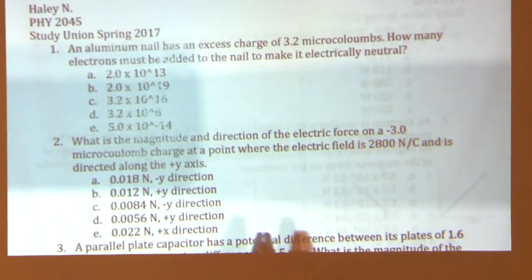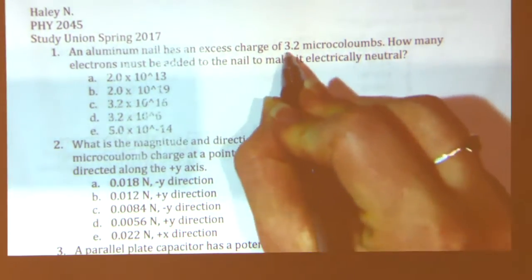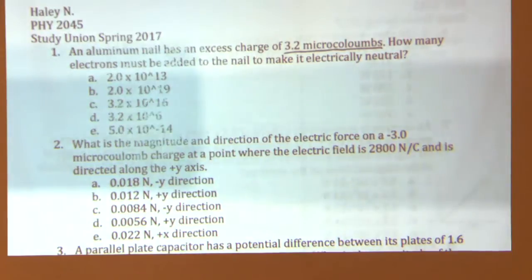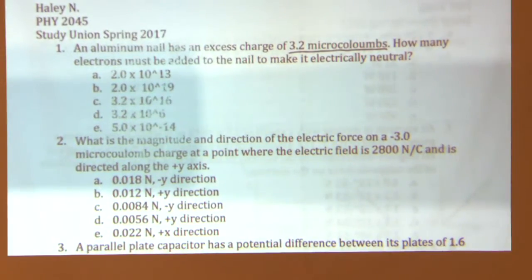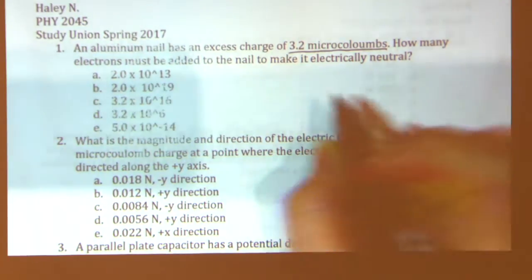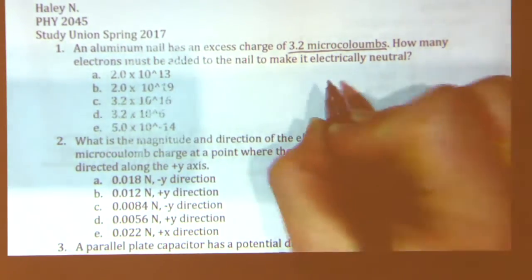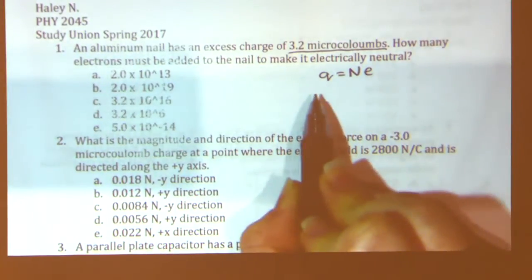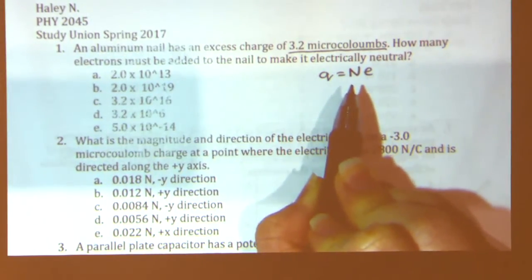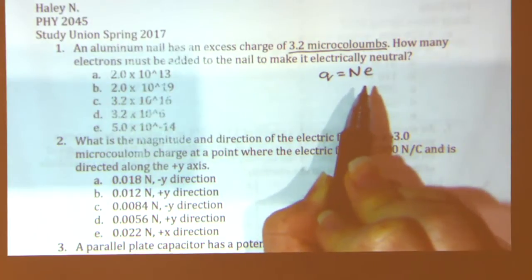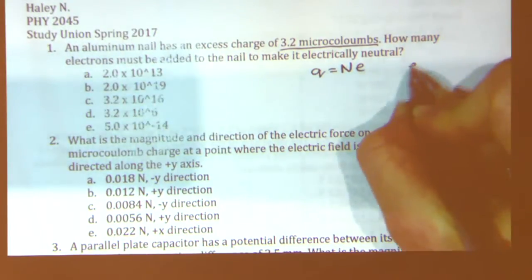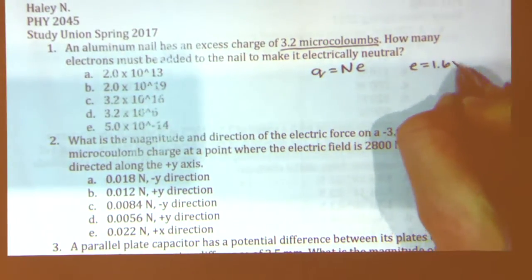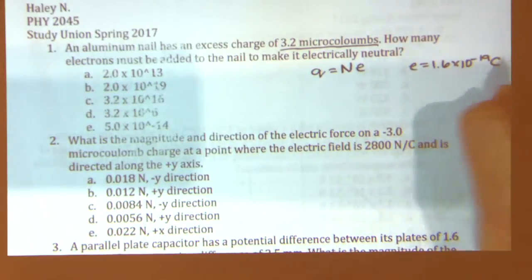An aluminum nail has an excess charge of 3.2 microcoulombs, and we want to know how many electrons must be added to the nail to make it electrically neutral. So whenever we see how many electrons, we know we're going to use this formula, Q equals NE, where Q is the charge, N is the number of electrons, and E is the charge of an electron. So remember that E is equal to 1.6 times 10 to the negative 19 coulombs.